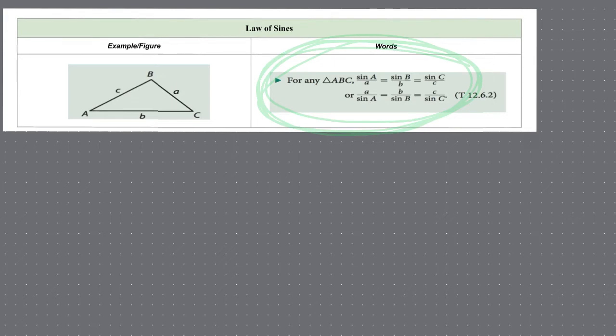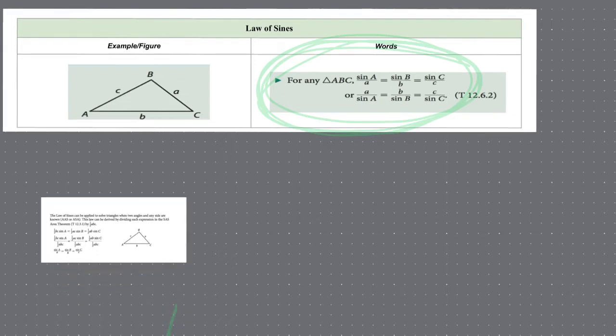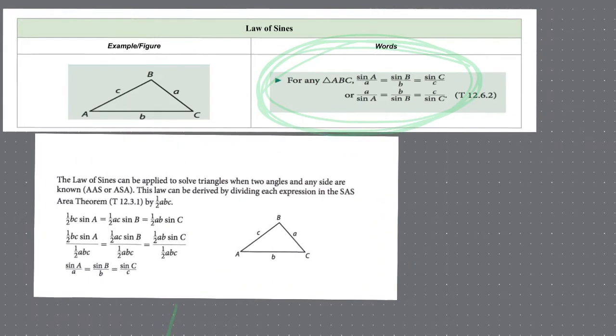So for any triangle A, B, and C, the sine of angle A over the length of side A is equal to the sine of angle B over the length of side B, equal to the sine of angle C over the length of side C. Or you can do the reciprocal of each of those. Flip it all upside down. Okay? All right, so looking here, this is how we kind of derived that information right there.